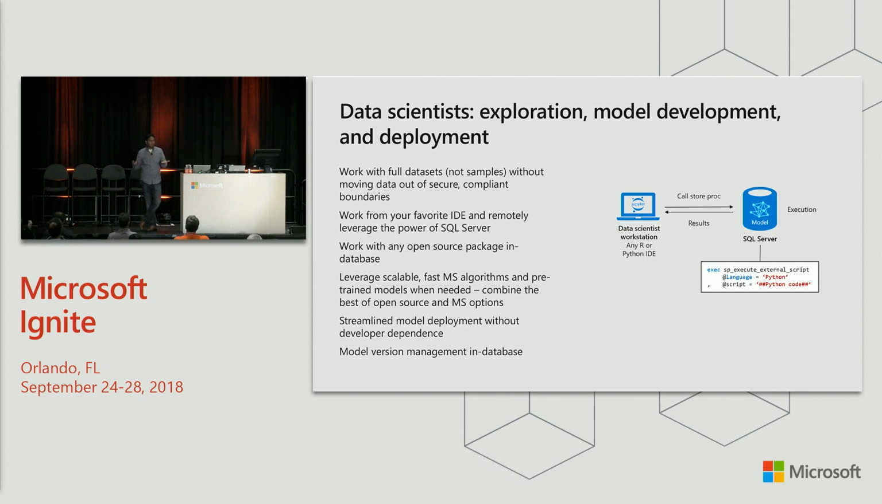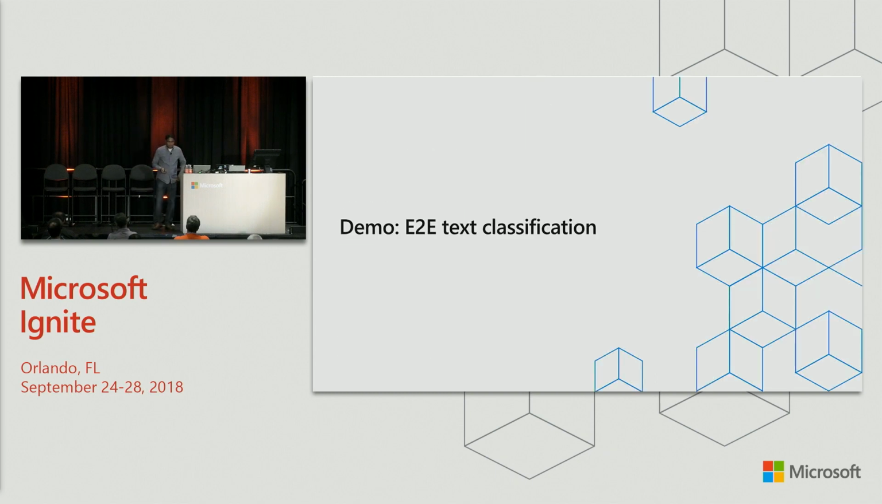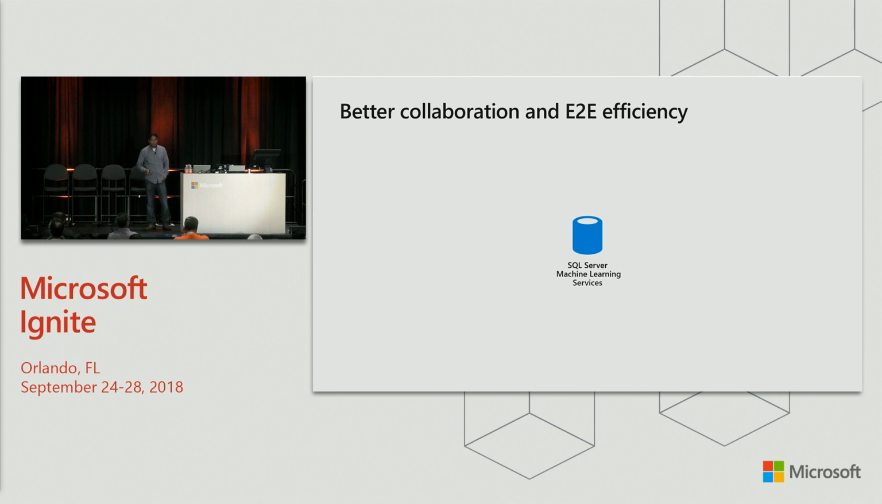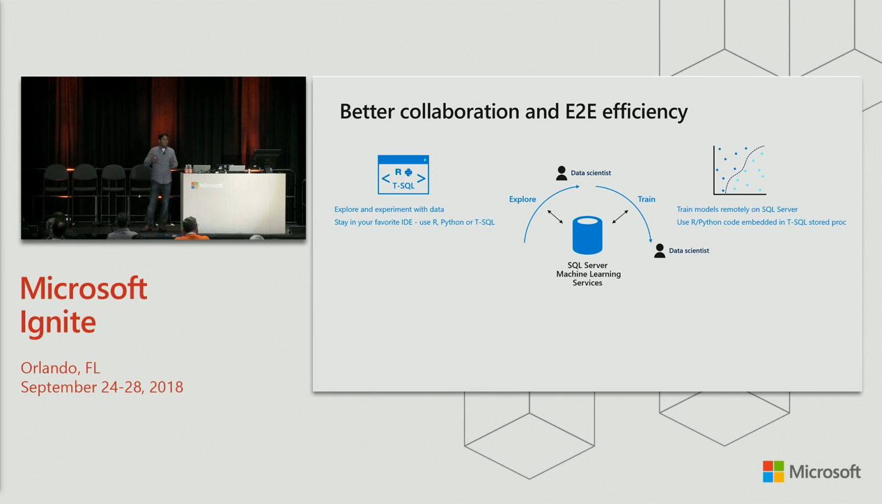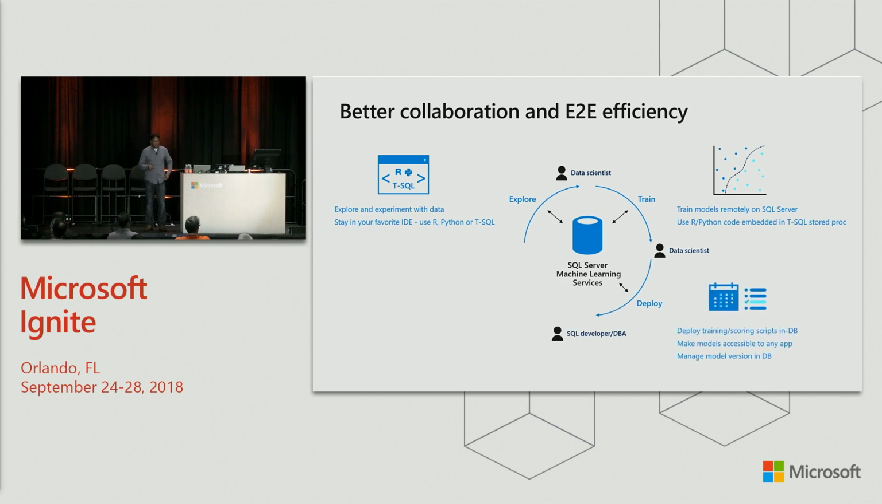Right. So hopefully you got a sense of not just how data scientists benefit, but how it enables better collaboration between the different personas involved in building an AI application. Your data scientist, as we just saw, is working in their IDE, exploring data from SQL Server without moving it, and then building models using R and Python, embedding them in T-SQL scripts, and working with the SQL developer or DBAs to embed that in a T-SQL stored procedure and operationalize it in SQL Server. And then the application developers are just consuming that. So that overall improves the efficiency and the collaboration.